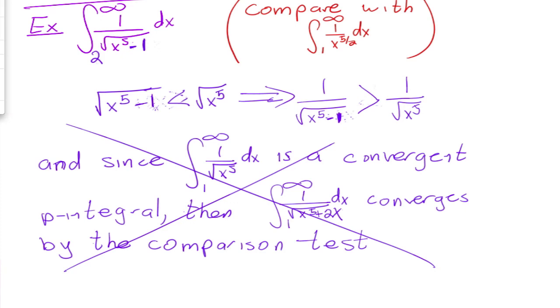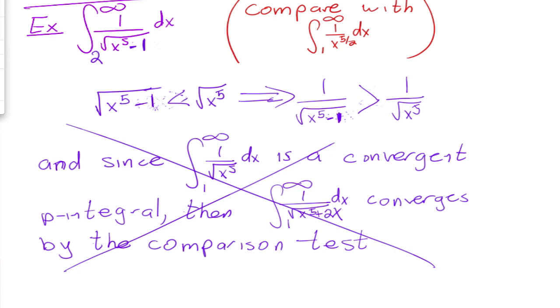Is the comparison test specifically for comparing to the P integral, or are we going to have to find other things to compare it to? You can compare it to any integral you want, but the one that makes the most sense to use is the P integral, because we know so many values for it. But it's any known integral that you know for sure converges or diverges, depending on what you're looking for.